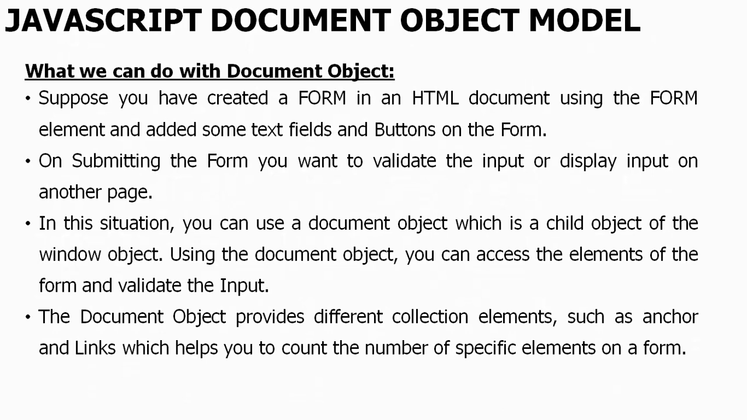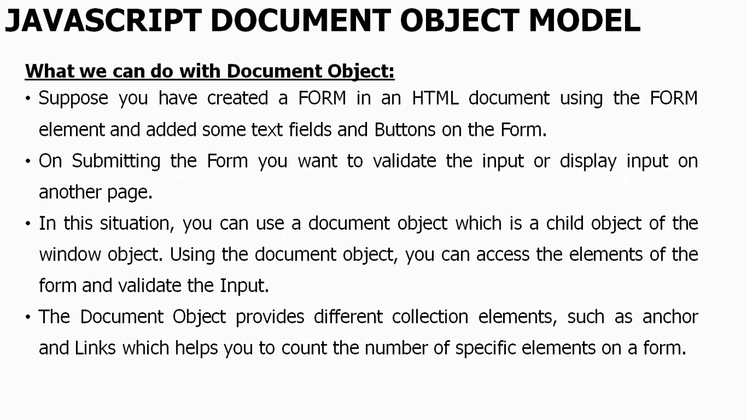What can we do with document objects? Suppose you have created a form in an HTML document using the form tag and added some text fields and buttons on the form. On submitting the form, you want to validate the input or display the input on another page. In this situation, you can use the document object, which is a child object of the window object. Using the document object, you can access the elements of the form and validate the input. So you can understand? Yes.